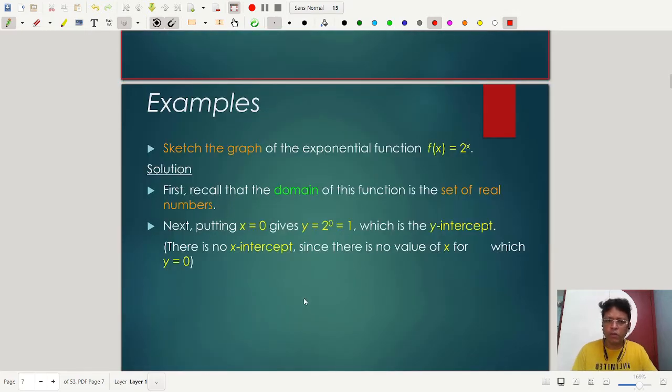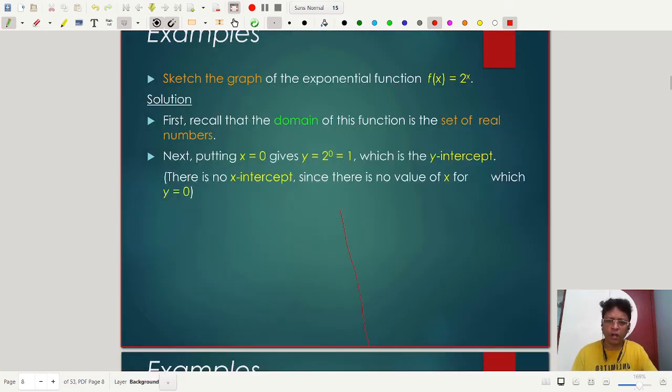More examples you can go on with. Domain is the real numbers. Sketch the graph of 2^x. Already I've shown the graph. This will be the graph. You see, this is the exponential function, and this is the point 1, because 2^0 is 1. So the y-intercept is 1.